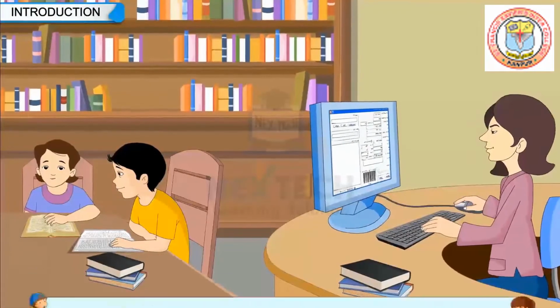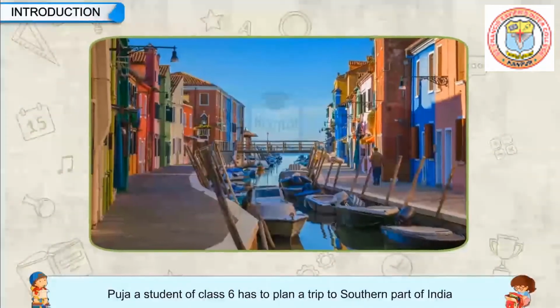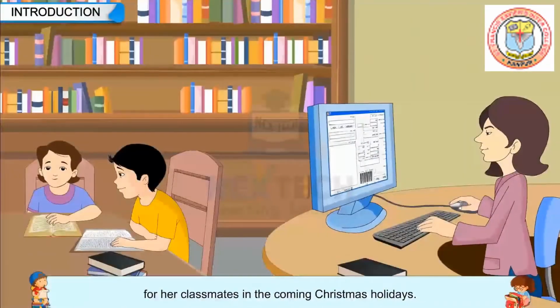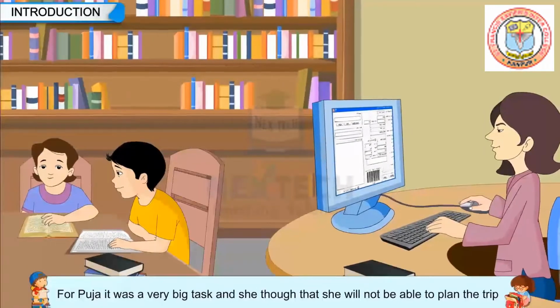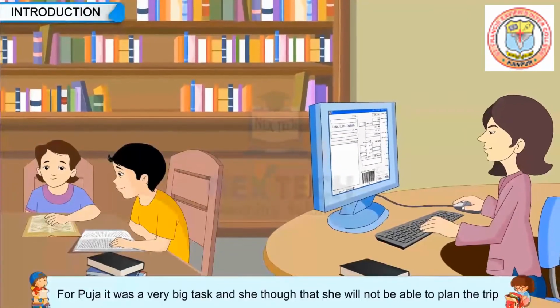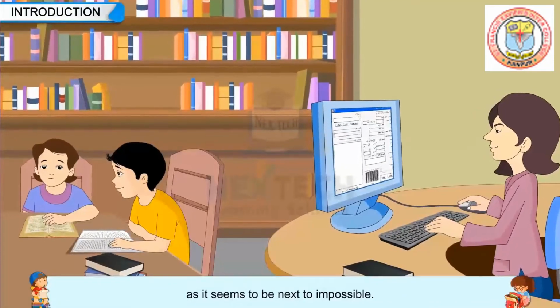Introduction. Pooja, a student of class 6, has to plan a trip to the southern part of India for her classmates in the coming Christmas holidays. For Pooja, it was a very big task and she thought that she would not be able to plan the trip as it seemed to be next to impossible.